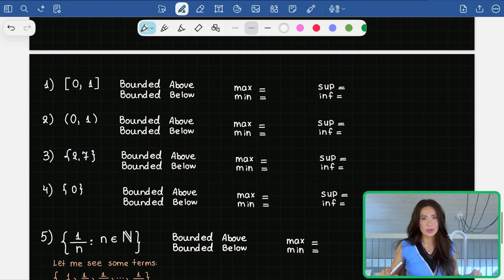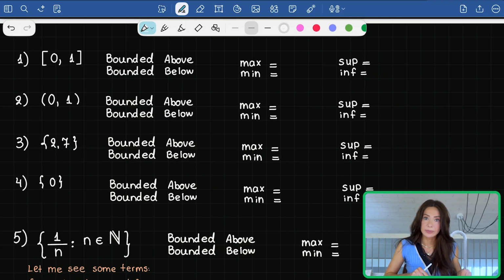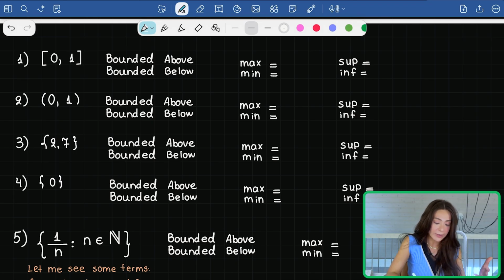Now let's just start solving problems. The first problem asks about the interval 0 to 1, where 0 and 1 are both included in this interval. Is it bounded above? Yes, because there is a certain value above which this interval does not grow. It doesn't grow uncontrollably to positive infinity. 1 is that value above which it doesn't grow.